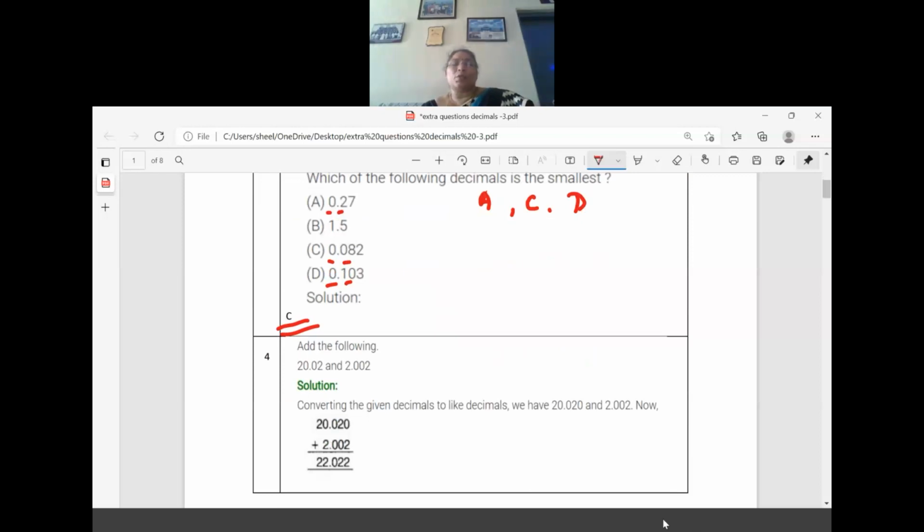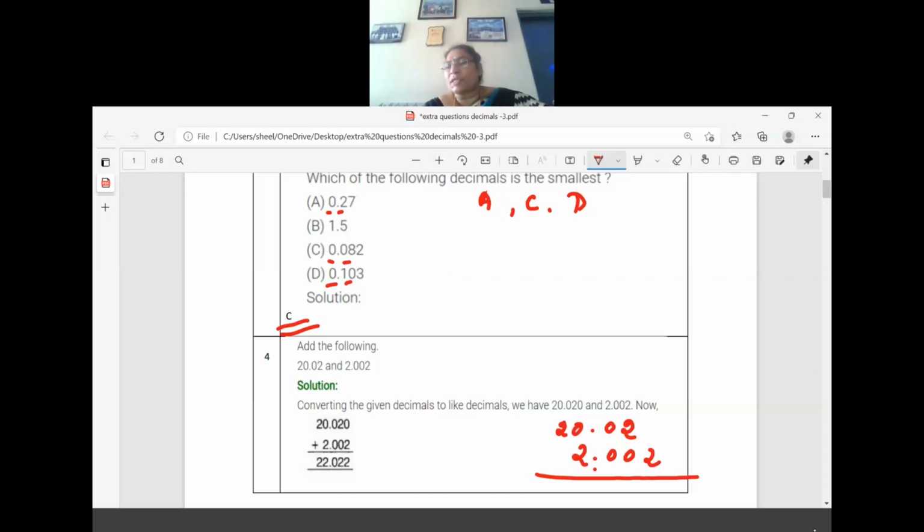Now add the following: 20.02 and 2.002. Here we have to add, and you can see whatever we have done in the addition case. So here I'll write once again 20.02, then 2.002. In the last class itself I explained that when we are doing addition or subtraction of decimals, the decimal points should align on the same line, isn't it? So they are on the same line. In the first case you can see here, and the second also you can see here.